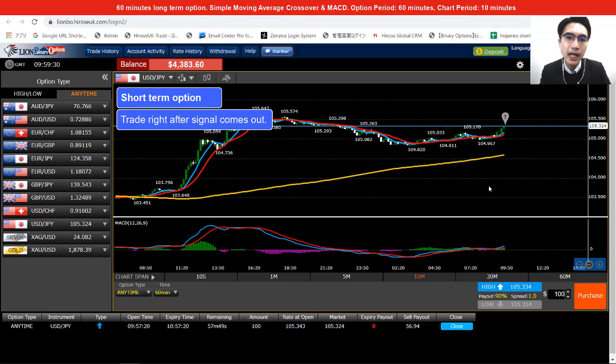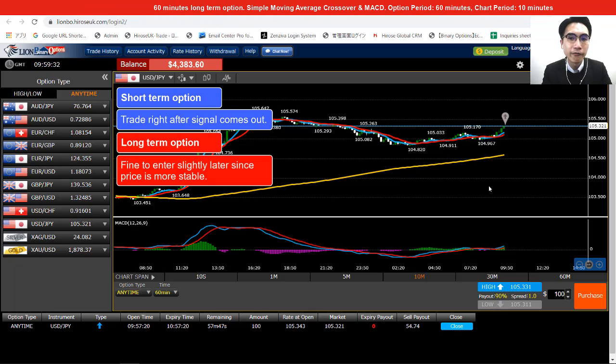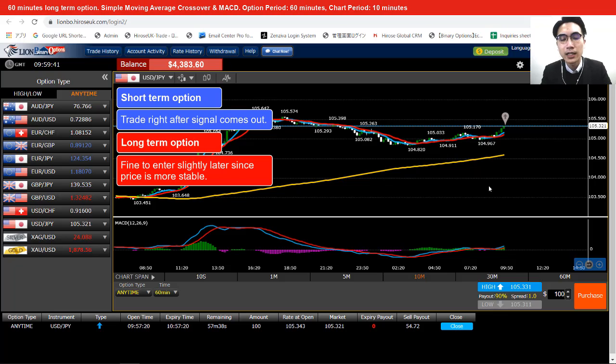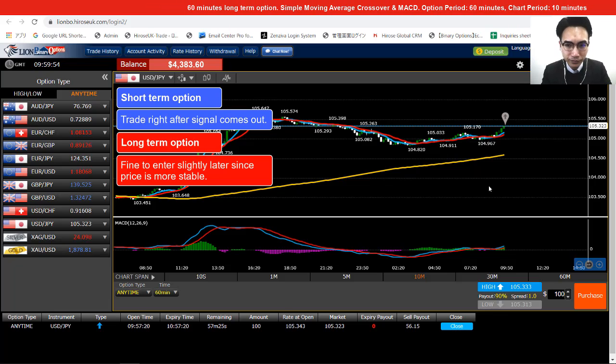So as you see here, I actually placed the trade a few candlesticks after the crossover from the MACD. The advantage for you is that in long-term trading, just like I said just now, the price is more stable and it's more likely to move towards the trend direction. So you don't need to be as rushed to open the trade right after the signal comes out.